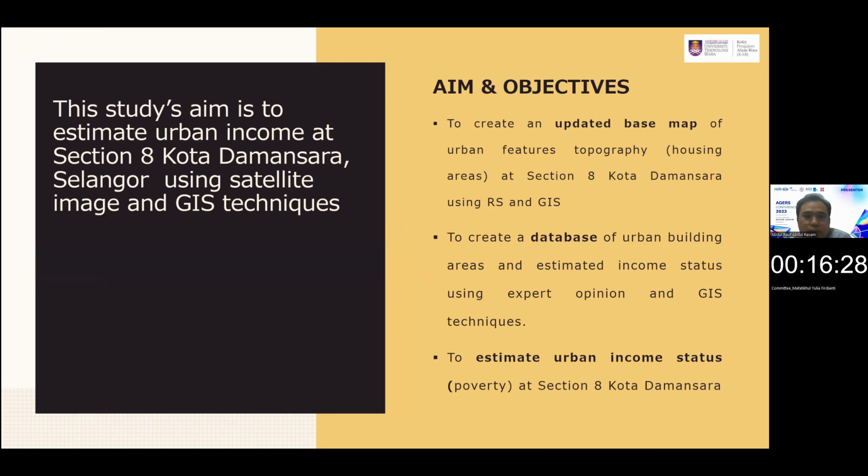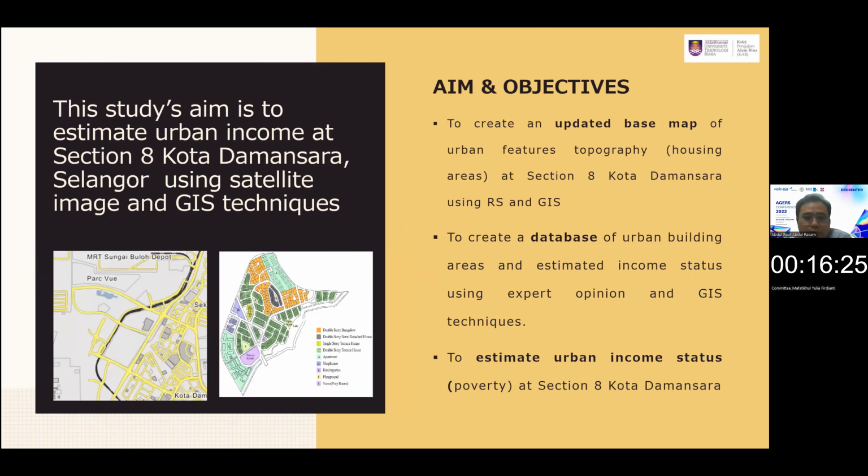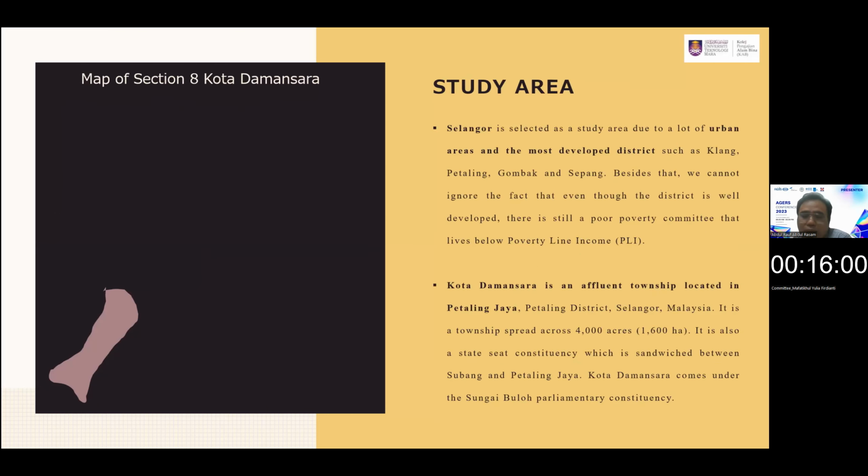So what are the study aim and objectives? The study aims to estimate the urban income, especially in one urban area, which we call Section 8, Kota Damansara, Selangor, by using GIS and remote sensing. There are three objectives. First is to create the updated base map. The second is to create the database. Last but not least, to estimate the urban income status. And directly, we can predict the current situation of this study area.